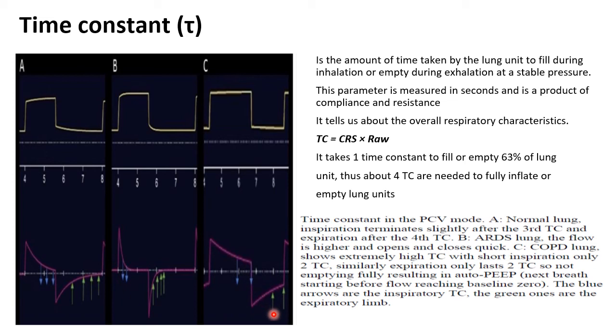So this is an example of a patient on pressure control ventilation mode with the decelerating waveform of the flow. Number A is a normal lung, and you can see here the peak inspiratory flow. The first blue arrow is the first time constant, second blue arrow second, and the third. And you can notice that the inspiratory flow did not reach the baseline 0 here. So it's not totally inflated. And if you want to increase the tidal volume, you increase the inspiratory time to get the flow down here. You'll get more tidal volume.